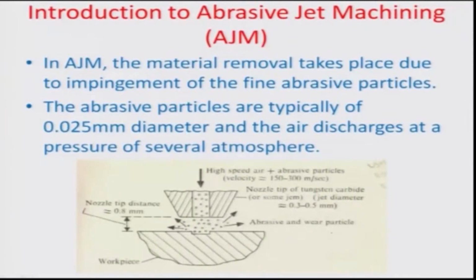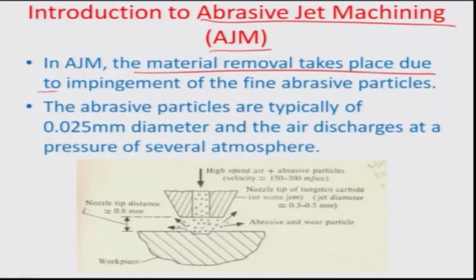So, let us talk about the first mechanical material removal process, which is the abrasive jet machining process. In the AJM, the material removal takes place due to impinging of the fine abrasive particles. You can see here a nozzle, and this nozzle is basically made up of tungsten carbide or some other hard and tough material which can withstand the abrasion of moving abrasive particles. There is high speed air at a velocity of about 150 to 300 meters per second, and there is a loading of the abrasive particles into the air.